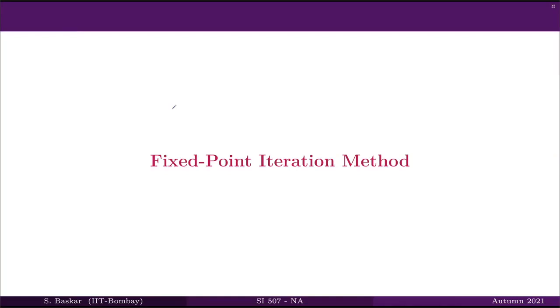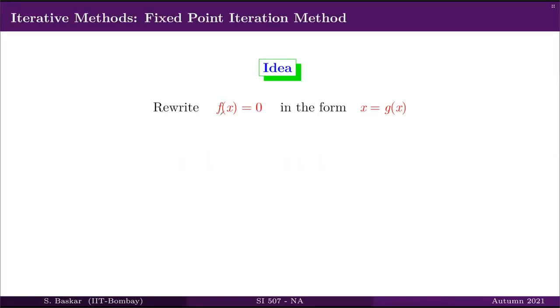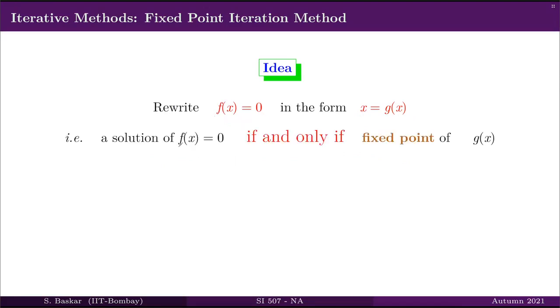In this method, we first have to rewrite our given equation f of x equal to 0 in an equivalent form x equal to g of x, in such a way that a root of the equation f of x equal to 0 is equivalent to a fixed point of the function g.